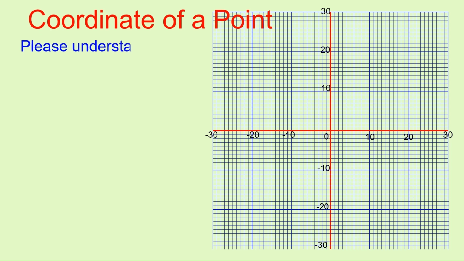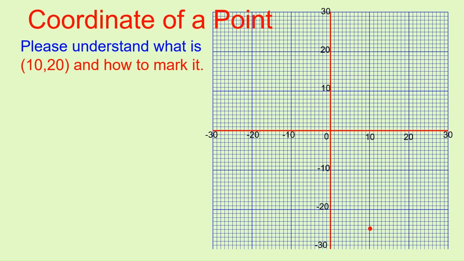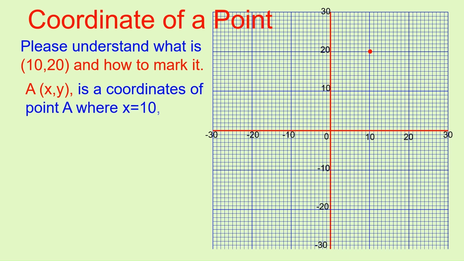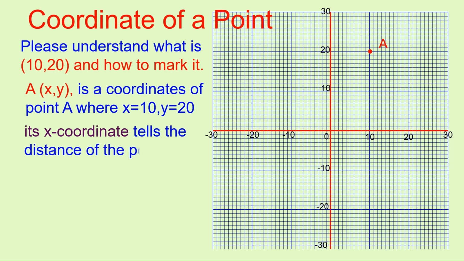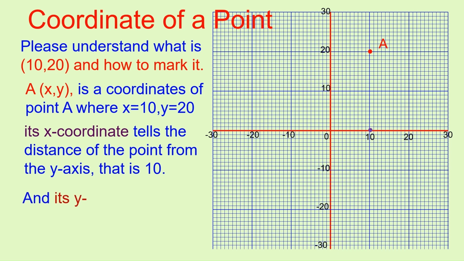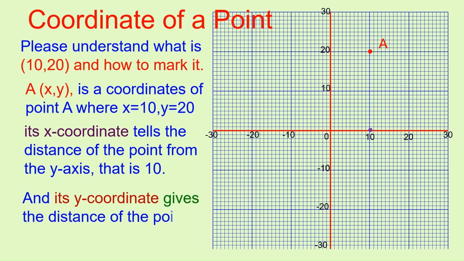Please understand what is 10, 20, and how to mark it. A(x, y) is the coordinates of point A, where x equals 10, y equals 20. Its x-coordinate tells the distance of the point from the y-axis, that is 10. And its y-coordinate gives the distance of the point from the x-axis, that is 20.